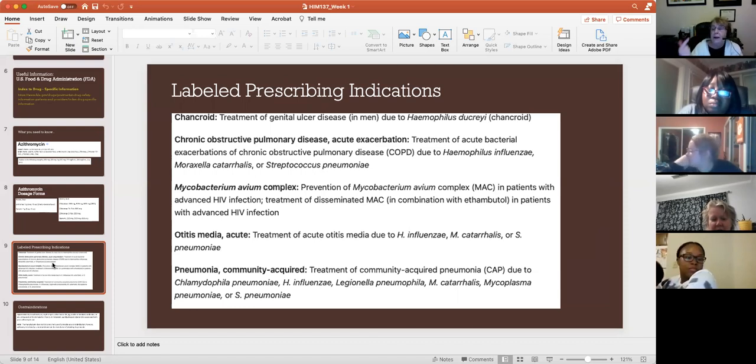And this is very important for you to know, again, not only as professionals, but as people. I'm assuming you're all people. Robots? No. Okay. All right, so you notice that it says here, treatment of acute otitis media due to H. influenzae, M. catarrhalis, or S. pneumoniae. So what those are, specific pathogens that cause infection.